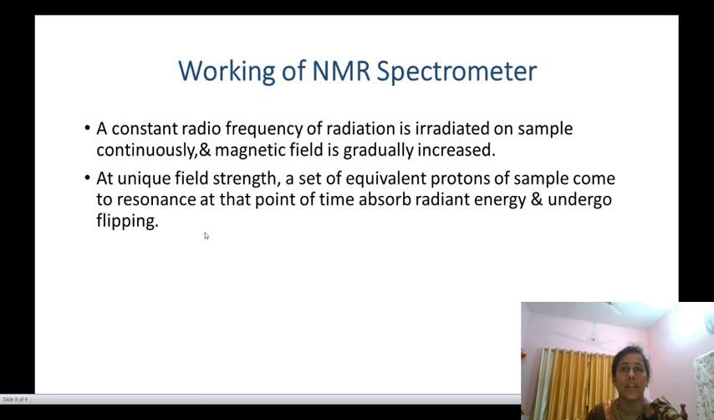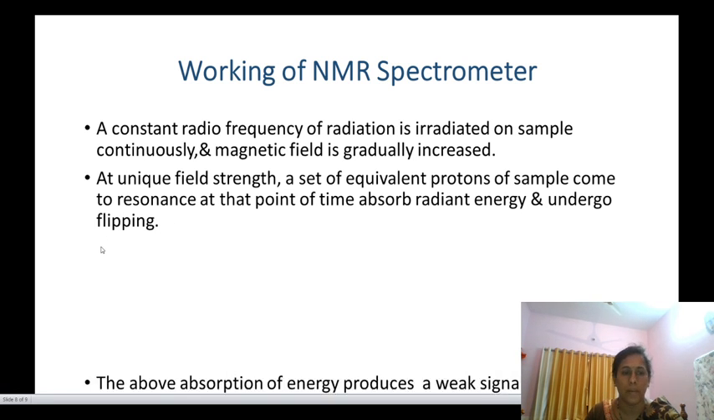Flipping means what? That is the change in flip position of the spin. When it is upwards, it changes to downward. Already I have discussed the term flipping.